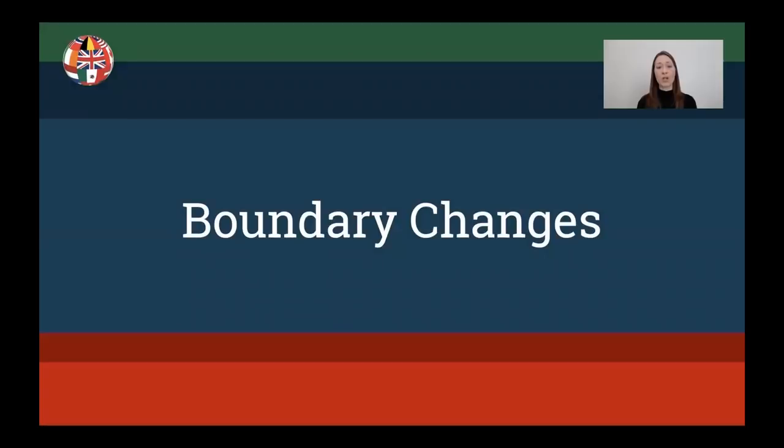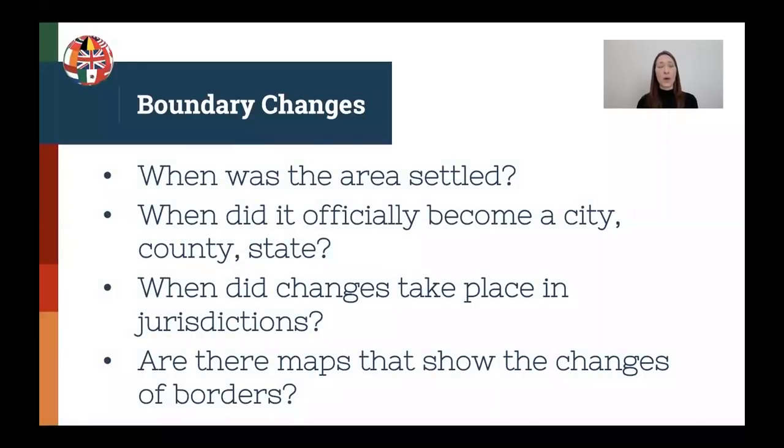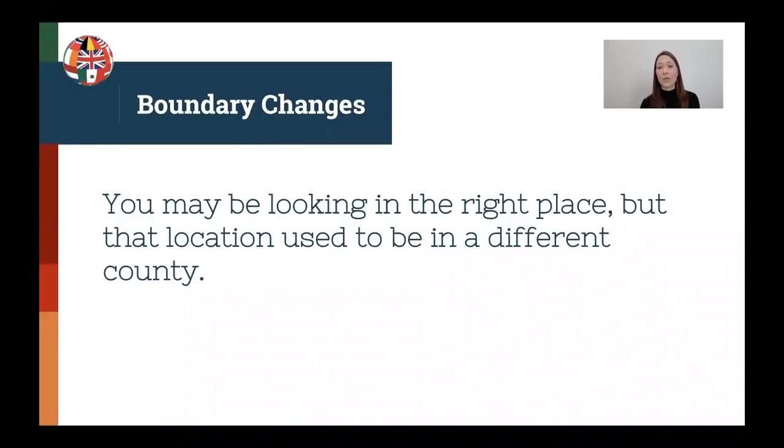All right, now we're moving on to boundary changes. Some things we might want to consider with boundary changes is, when was the area settled? When did it officially become a city, a county, or a state? Is this during the time period my ancestor was there? When did changes take place in jurisdictions? Are there any maps that show this change of borders? You might be looking in the right place, but that location could have been in a different county or even a different state. So, checking the boundary changes at different time periods can be really, really enlightening.